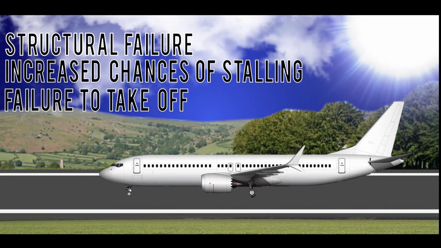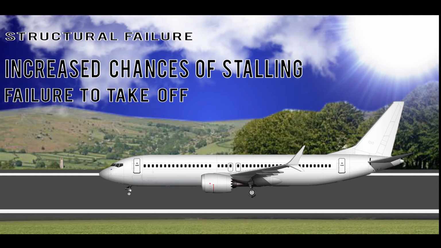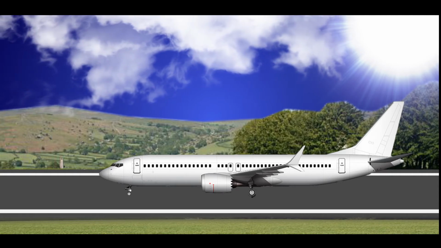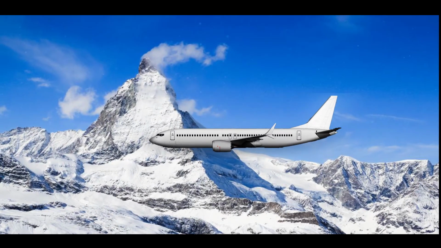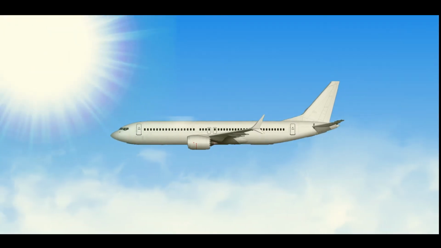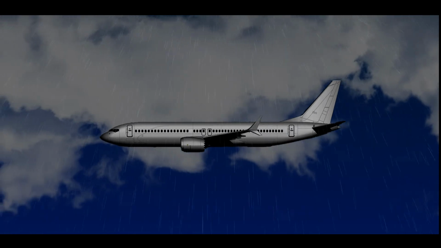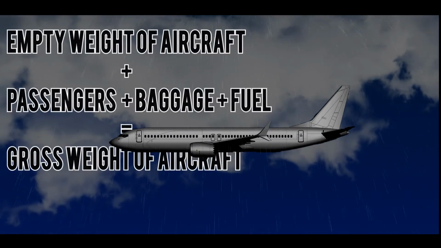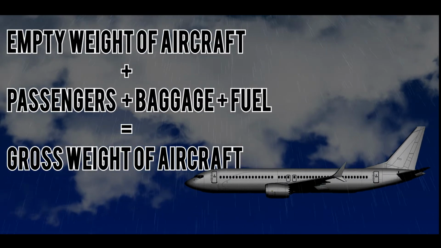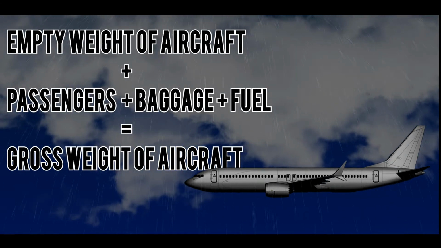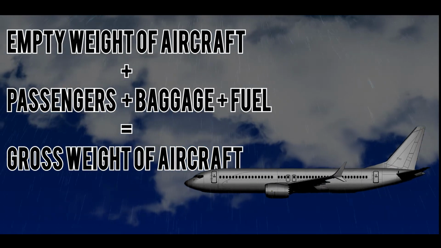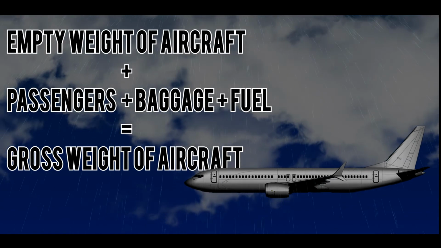A range of factors can affect your aircraft's actual maximum takeoff weight. Conditions that affect the aircraft's takeoff and climb performance, such as high elevations, high temperatures, and high humidity, may require a reduction in weight before takeoff. Gross takeoff weight is calculated by adding the empty weight of the aircraft given by the manufacturer and additional weight of passengers, baggage, and fuel.